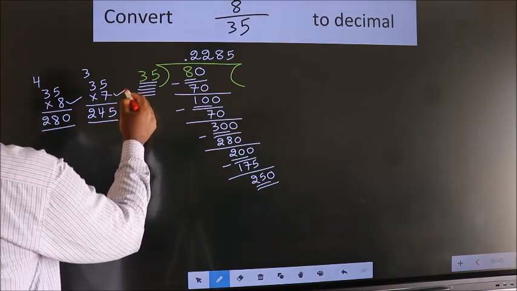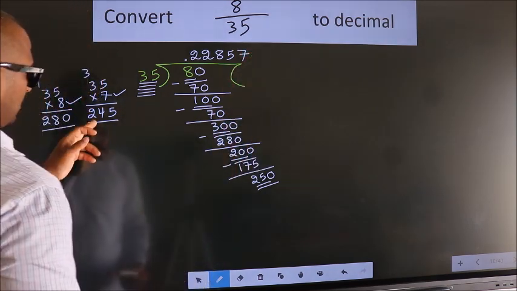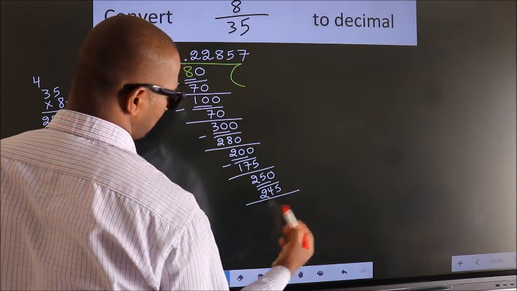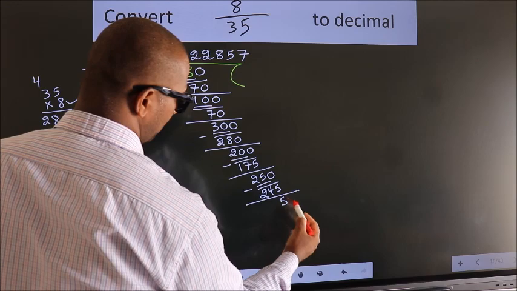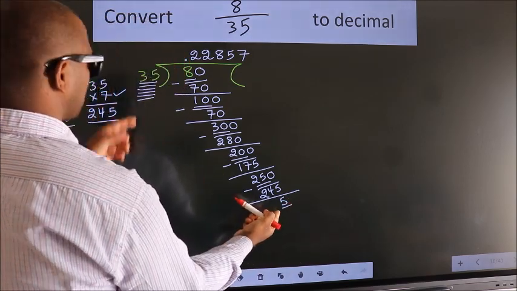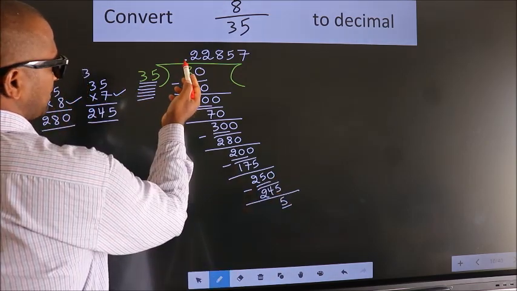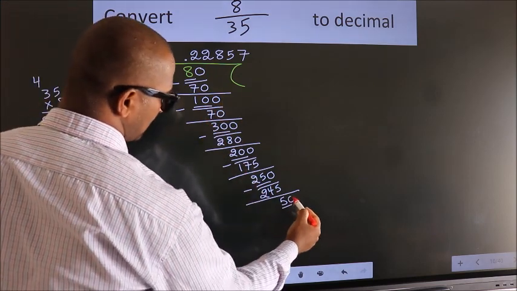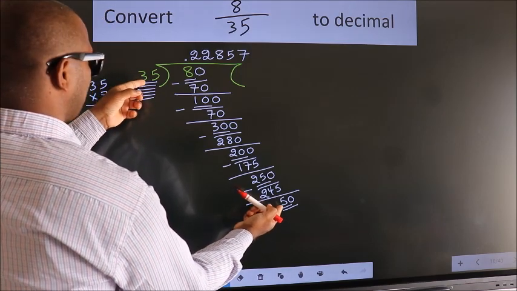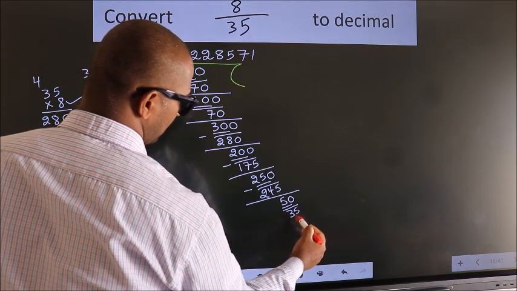So we should go with 7 times. So 35 7 times, 245. Now we subtract, we get 5. Here we have 5, here 35. 5 is smaller than 35, and we already have the decimal, so we can directly take 0. So 50. A number close to 50 in the 35 table is 35 ones, 35.